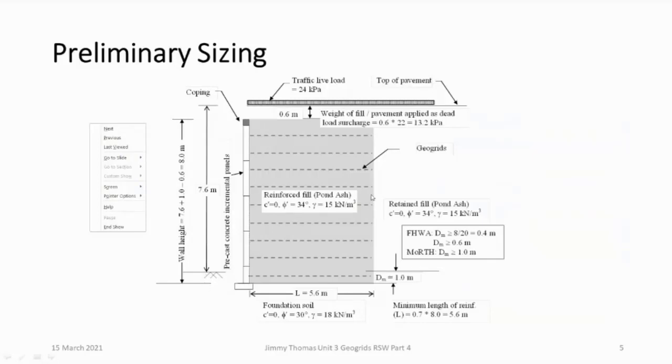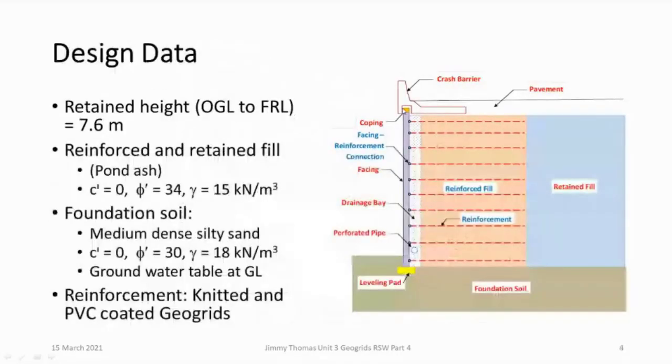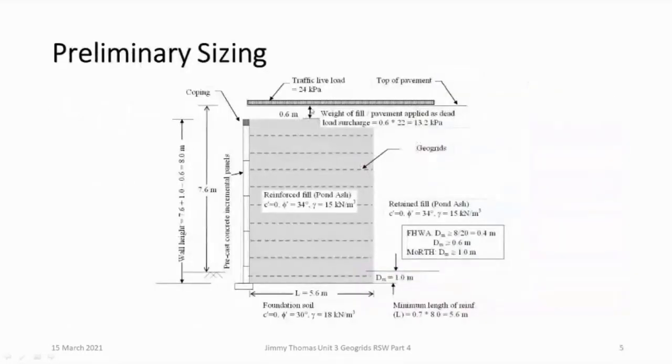You can see this is the top of our facing, where the panels or blocks will be, then there will be a coping beam. The road level will be slightly more than that because we have to put the anti-crash barrier, so this slab will be slightly below. Whatever height is above the top of the facing, we will replace with a dead load surcharge. Here this distance is something like 0.6 meter.